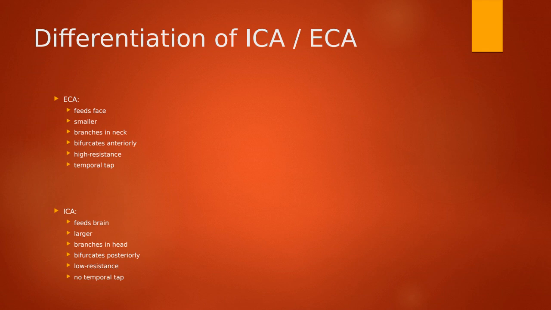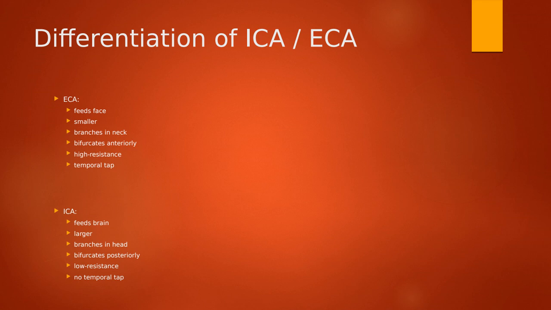Differentiation of ICA versus ECA. So we followed that carotid all the way up to the bifurcation, and now how do I tell which one is which? The ECA is going to stay more superficial. It's going to be angled closer towards the patient's face. It's going to be smaller. We're going to see branches coming off it.